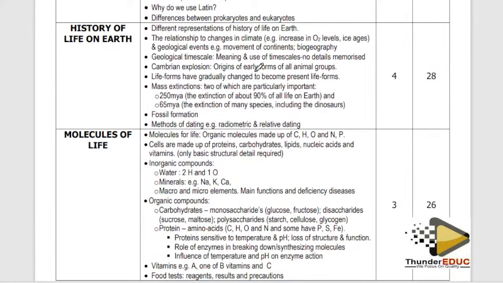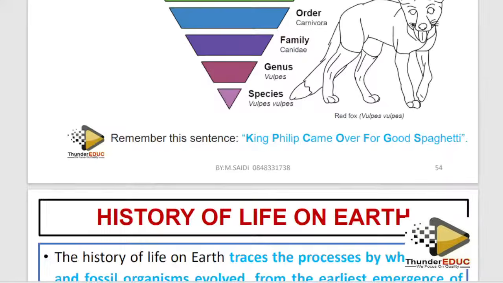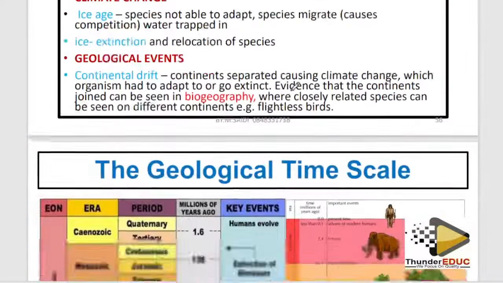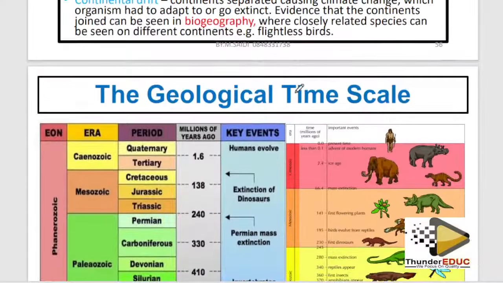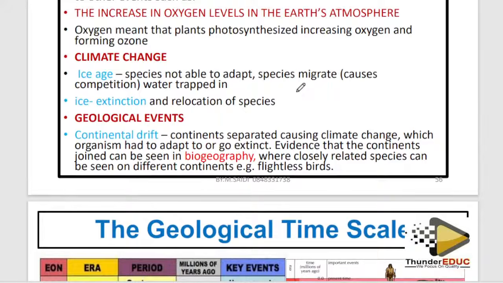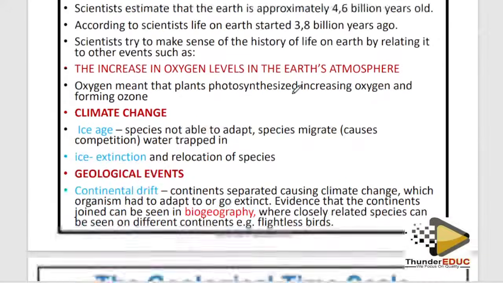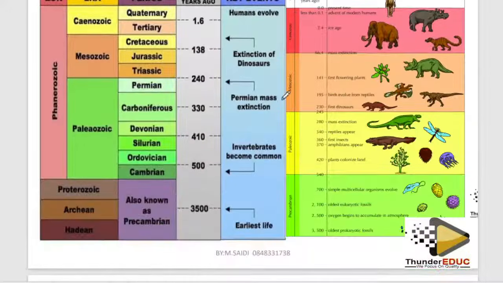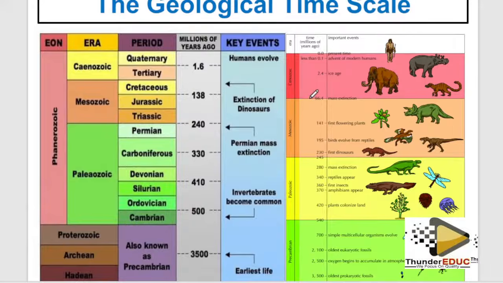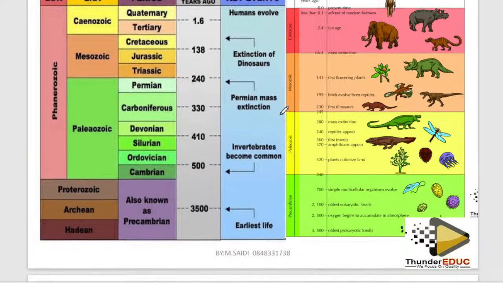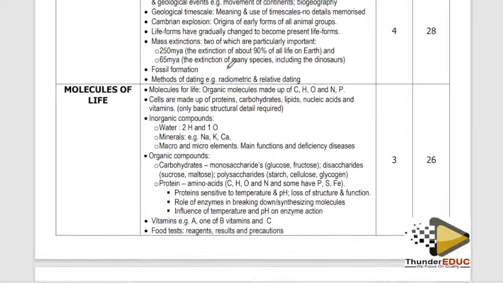History of discovery, history of life. Here we are talking about the geological time scale. In most cases, you have to know how to use the geological time scale. You also need to know the events which took place there. I know you have to know this by now, because they even brought it in the SBA. So they say they are coming back.